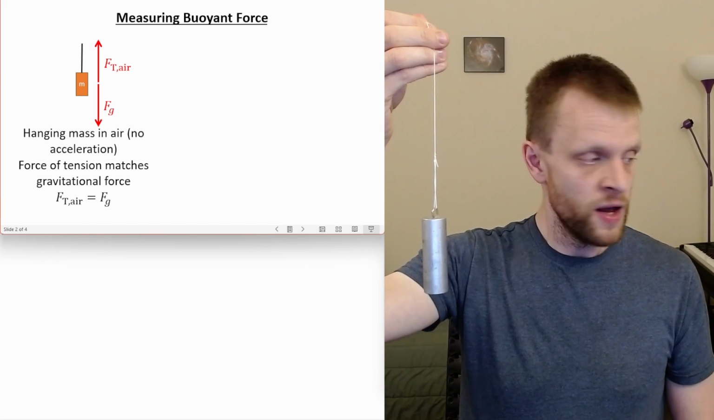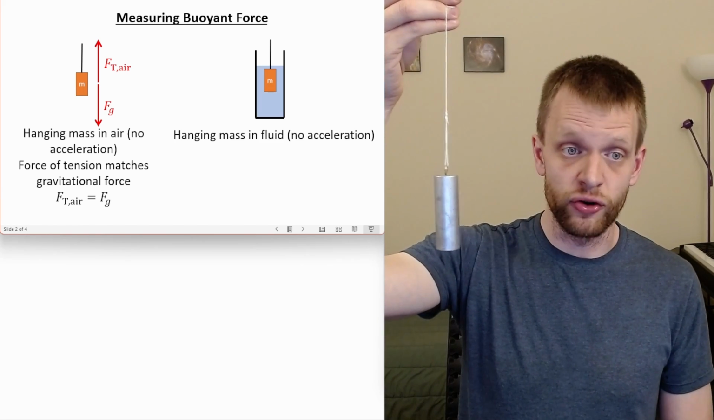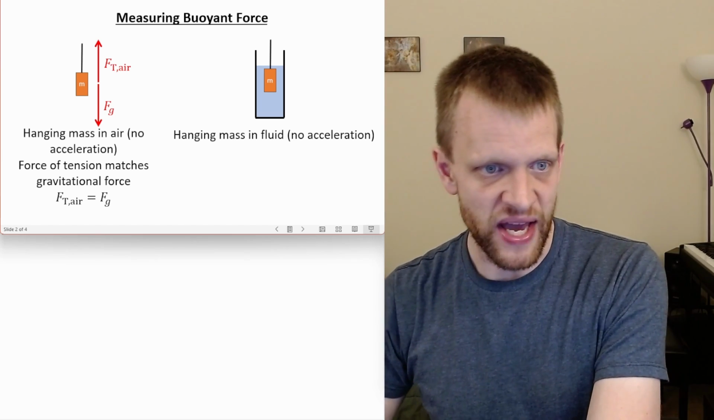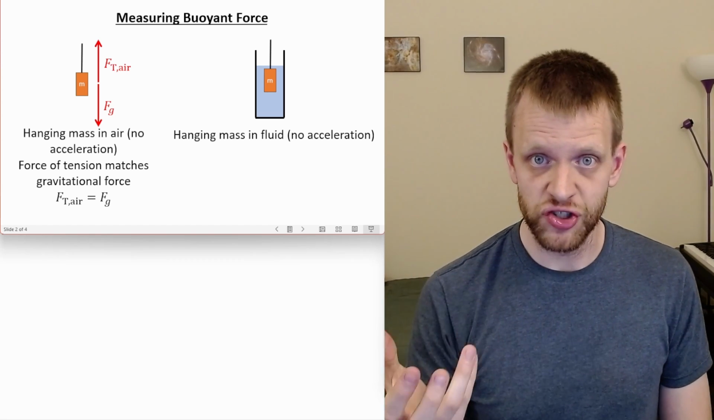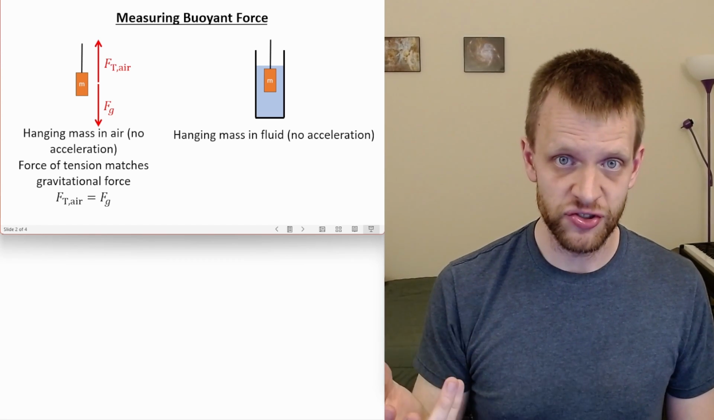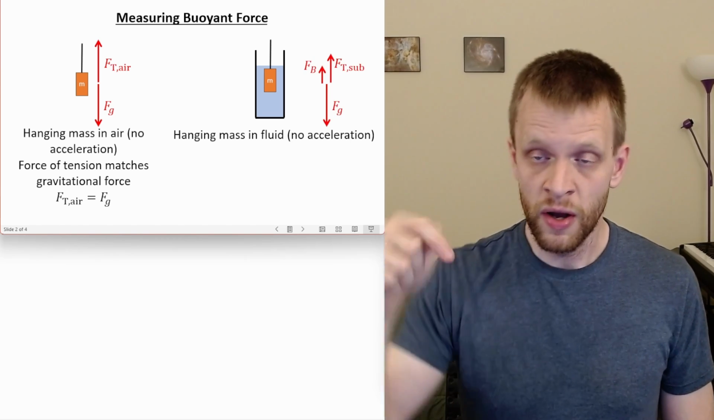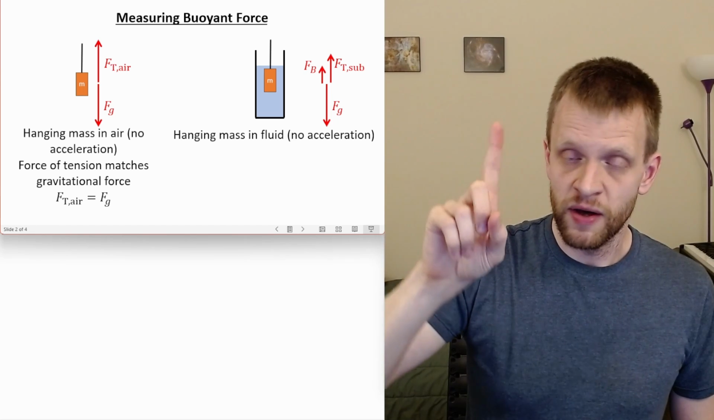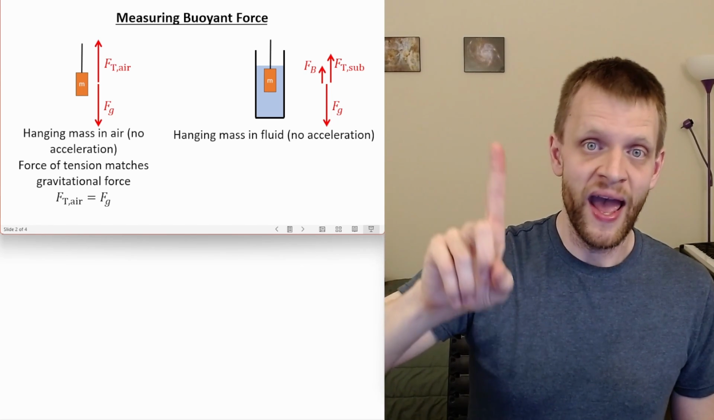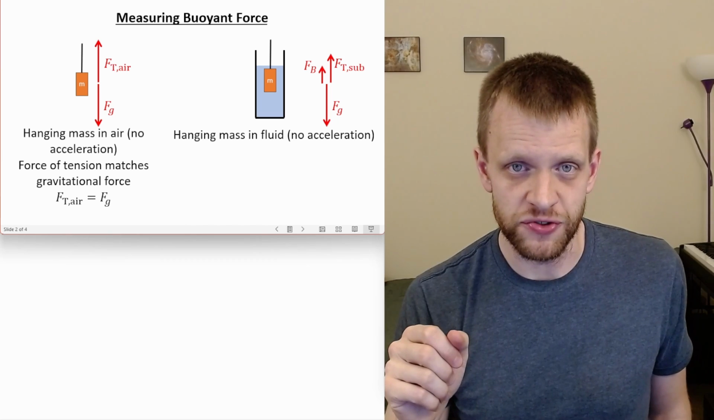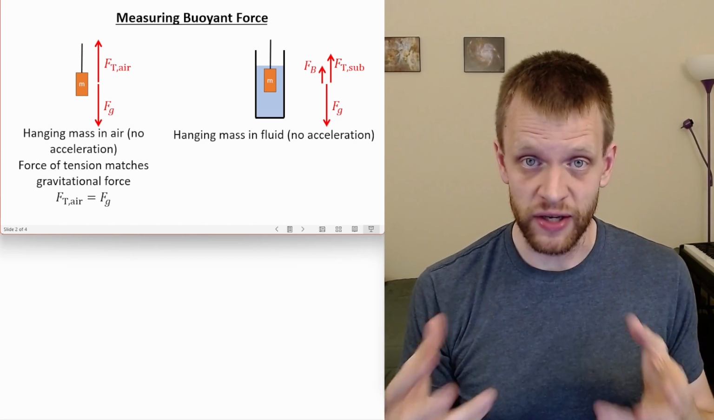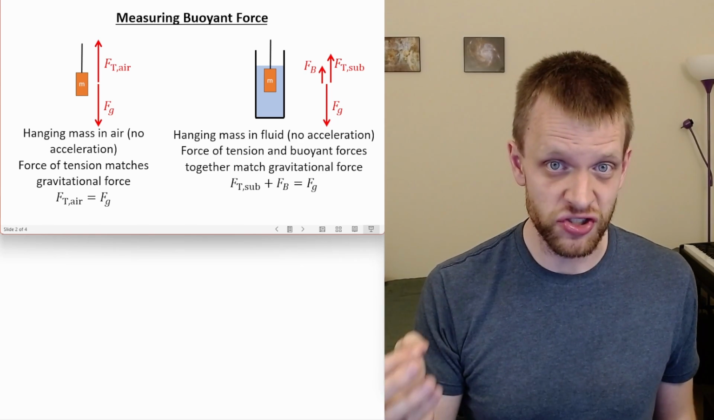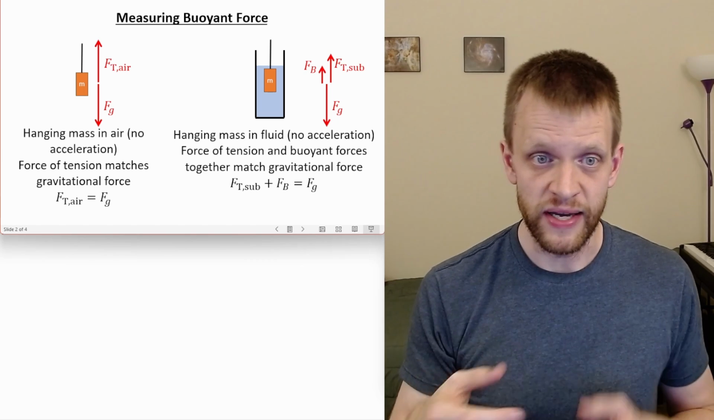But now let's say I take this object and I either fully or partially submerge it into a fluid. If I have this hanging mass in a fluid, and again, it's not accelerating, so the forces on it have to be balanced. In this case, there's still the force of gravity pulling down, same force of gravity, but now we've got both the force of tension pulling up from that string, and there's a buoyant force that's pointing upwards. And if this system is not accelerating, those forces should be balanced, so we can say that the force of tension when the object is submerged plus the buoyant force is equal to the force of gravity.